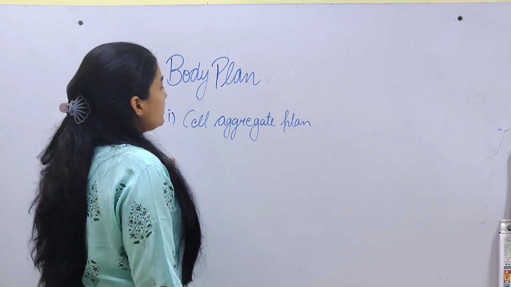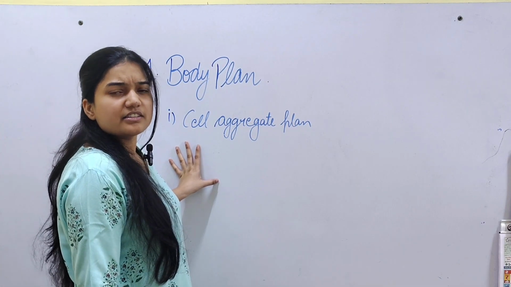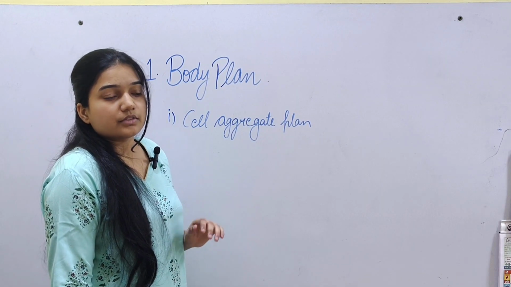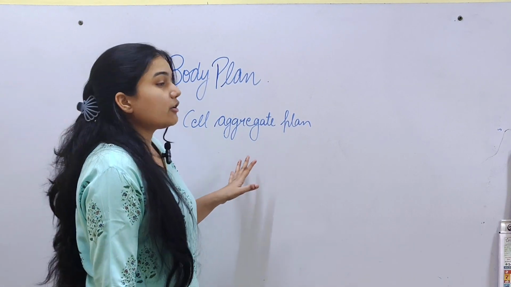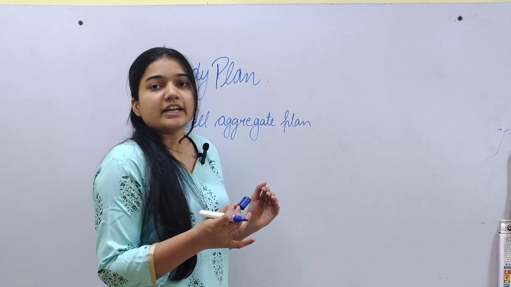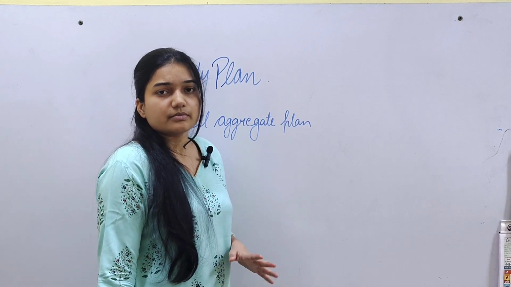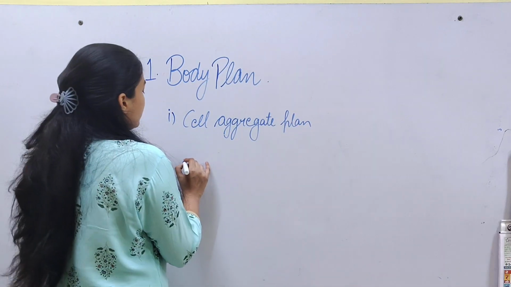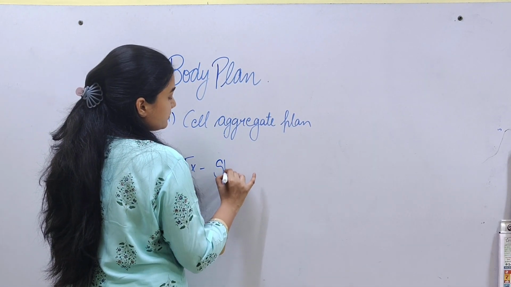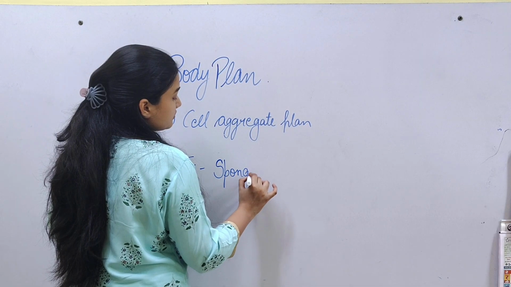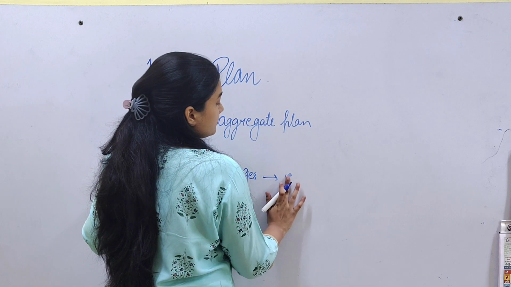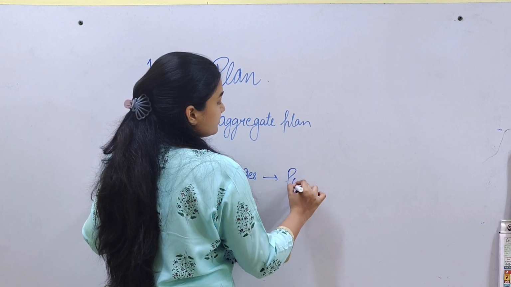First of all, we will learn about the cell aggregate plan. In this case, the body plan of the animal is a simple aggregation of cells. An example of cell aggregation is sponges, in the phylum Porifera.